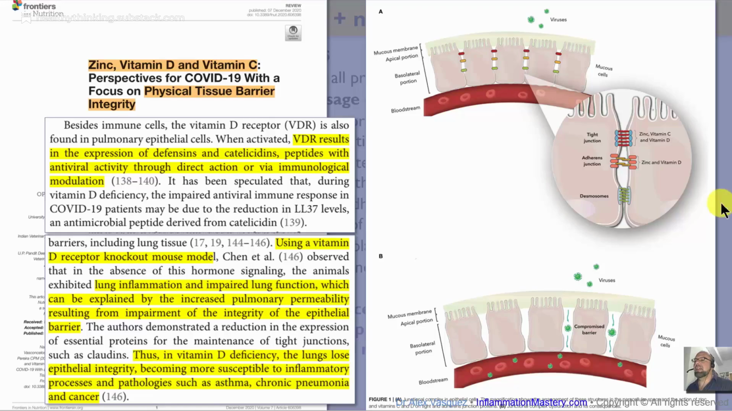And you can see this really nice diagram from their article talking about those intracellular junction proteins, here divided into three categories: tight junctions, which are affected by zinc, vitamin C, and vitamin D; adherens junctions, which especially need zinc and vitamin D; and also the desmosomes that are mentioned here.